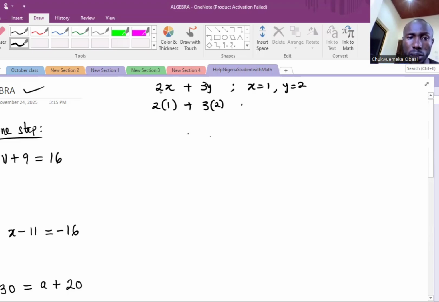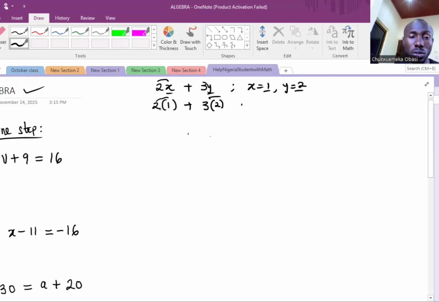We also discussed that algebra tells you the relationship between a number and a variable. Like for example, the relationship between 2 and x is multiplication. 2x simply means 2 times x. 3y simply means 3 times y. So that is why when you replace these algebraic letters or these variables with the given numbers, you have to do the multiplication alongside with it.